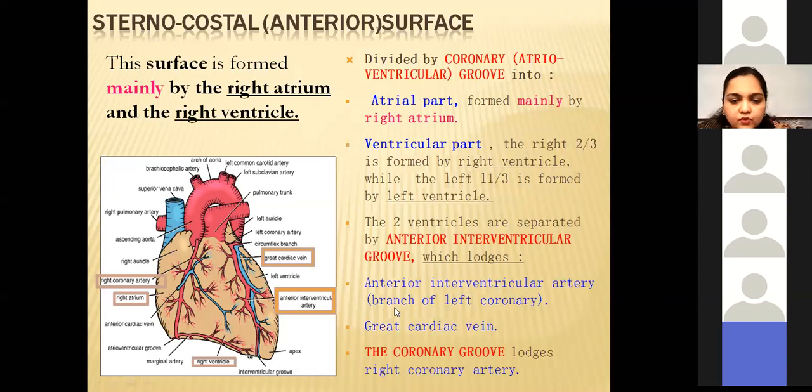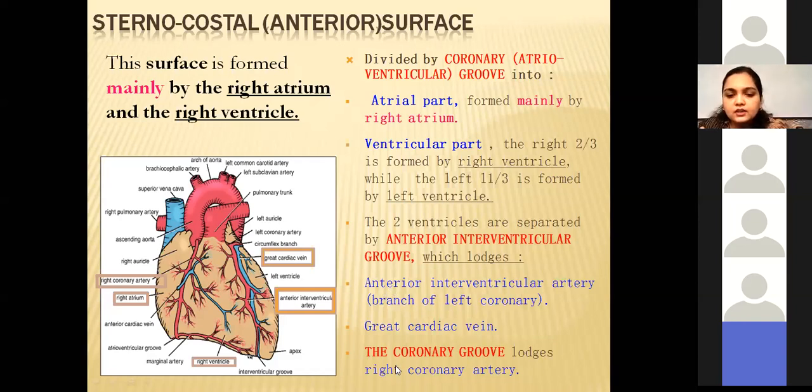This will be revised in the blood supply of the heart as well. There is a groove present between the atria and the ventricle, the coronary sulcus we discussed. Then there is another groove, the anterior interventricular groove, between the two ventricles. What two structures are present in this? The great cardiac vein runs through this, and the anterior interventricular artery runs through this.